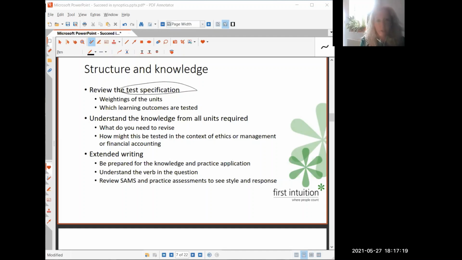Definitely recommend having a look at that quite early when you're preparing, when you're studying for your Synoptic, but also as you're getting towards those final preparation stages and you're looking at revision and mock question practice, just go back and have a look at that to check those learning outcomes and the weightings.